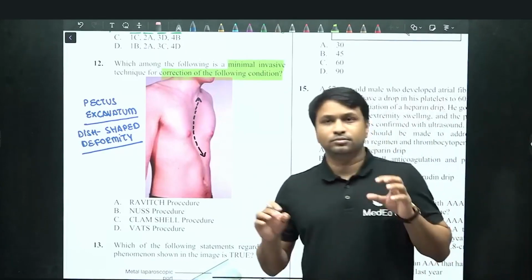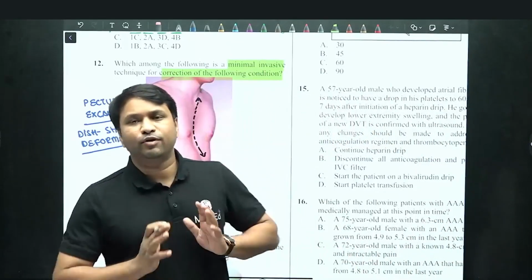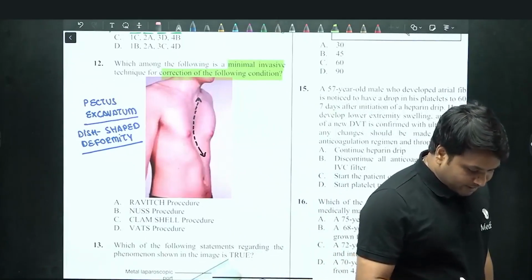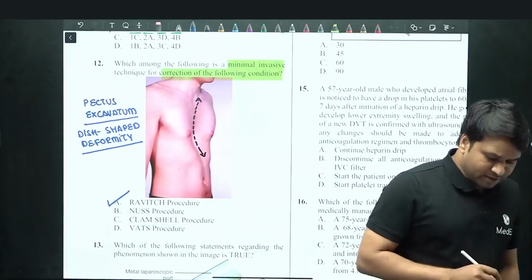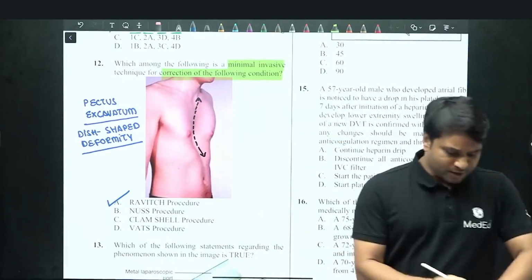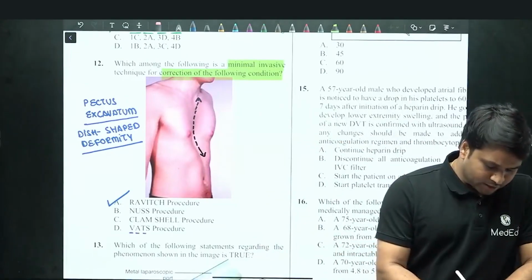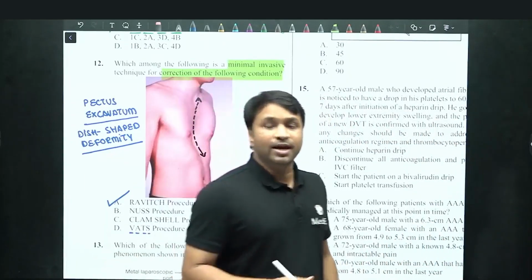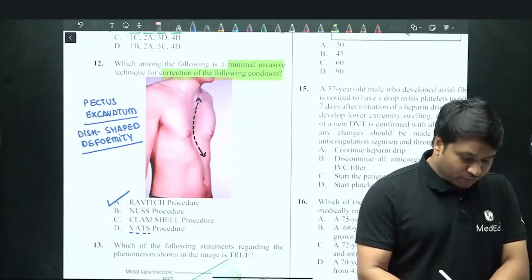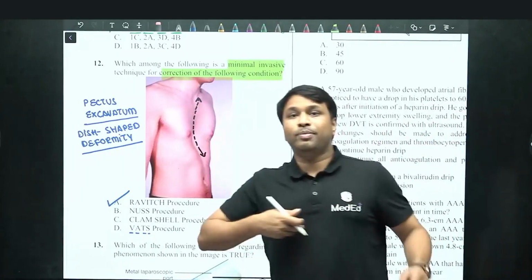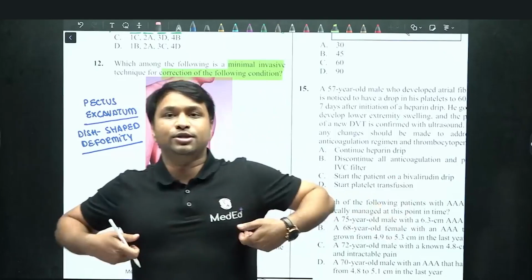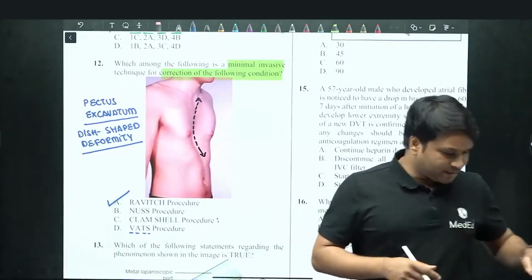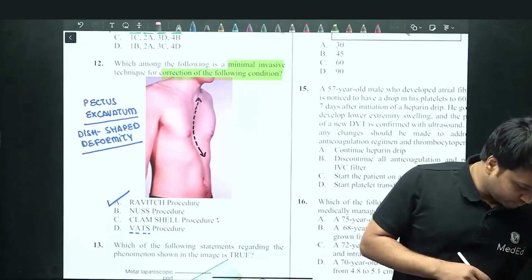Now remember, in order to correct this, the only thing you have to do is to push back the sternum, and that procedure is what we call the Ravitch procedure or modified Ravitch. Okay? VATS is your video assisted thoracic procedure. So it's a minimally invasive technique. VATS full form is video assisted thoracic surgery. Clamshell is a type of thoracic incision. When you have to do a bilateral thoracotomy, you'll put an incision that is called the clamshell incision. Nuss procedure is another variant that you can do. Clear?